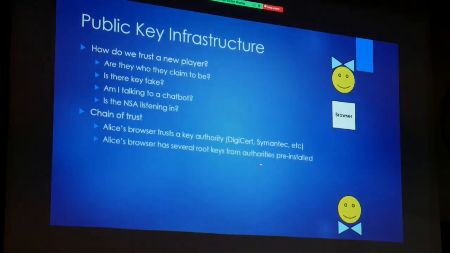Alice's browser has several of them pre-installed. When you get a new copy of a laptop or you install a new version of Chrome or Edge or Safari, whatever you want to do, these root keys, the first keys get installed. So we have found our first point of how do we get the keys. The answer is when you load your browser, some keys are pre-installed.